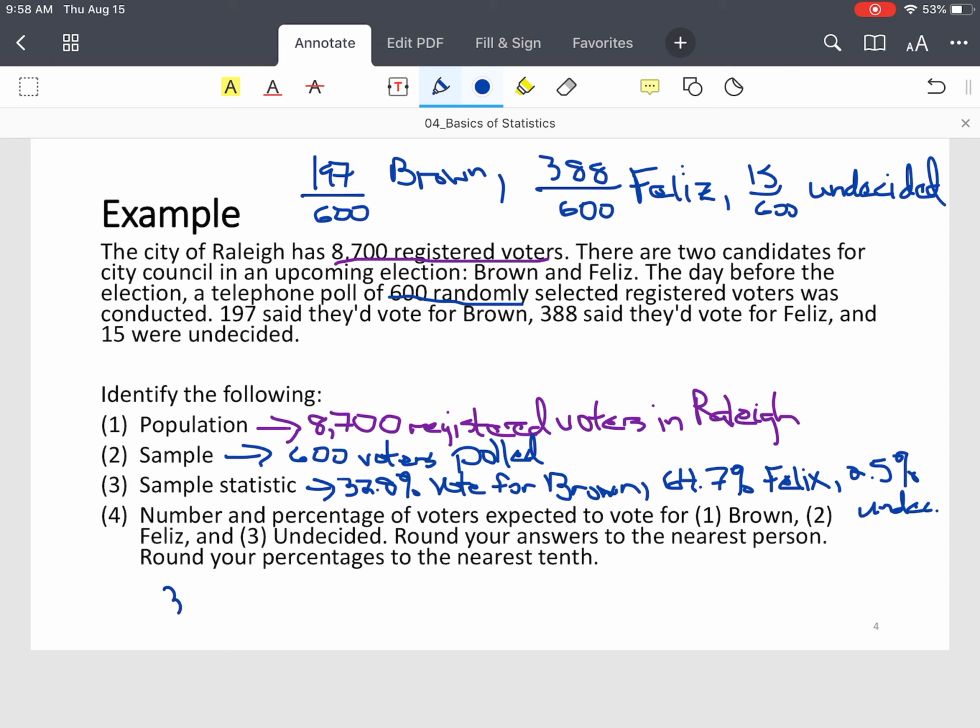All right, 4, all you're gonna do is take these percentages and we're going to say 32.8% times the 8,700 voters. And we get 2,854 voters for Brown.